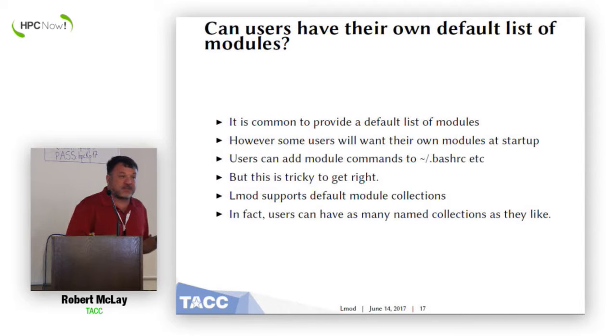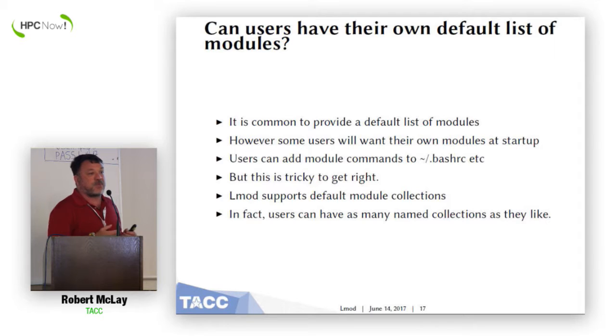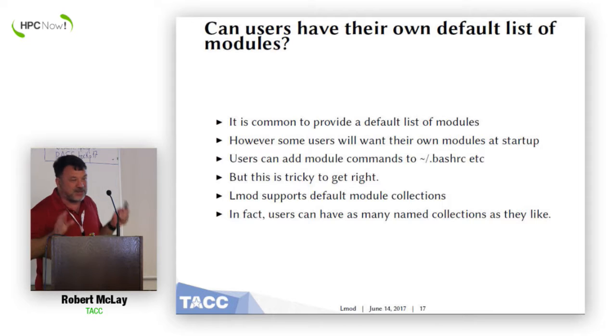So it's common, or at least we do anyway, to provide a default set of modules, especially since we're using the hierarchy. We define a compiler and an MPI stack, so most of our users don't know that they're running a hierarchy. But we try and give the minimal set possible. Whereas users might want a particular version of Python. They might want some bio apps or some chemistry apps to be in their path. And they don't want to have to do that in their startup scripts, and especially getting it right in the startup scripts in an MPI environment with a hierarchy is tricky.